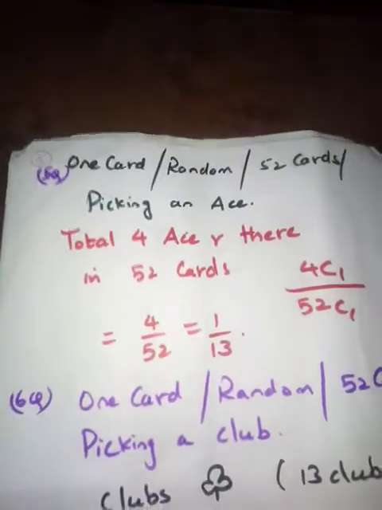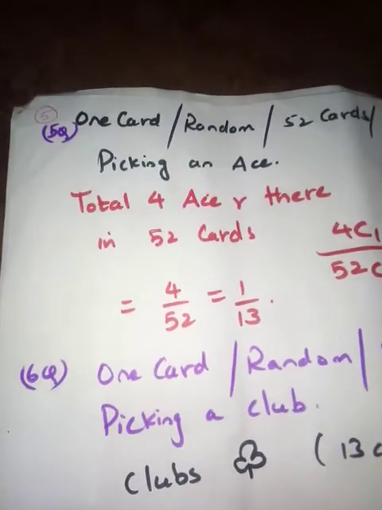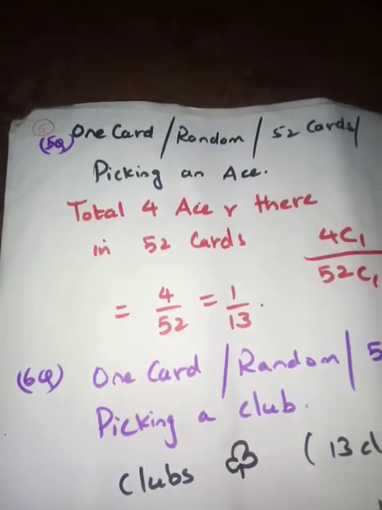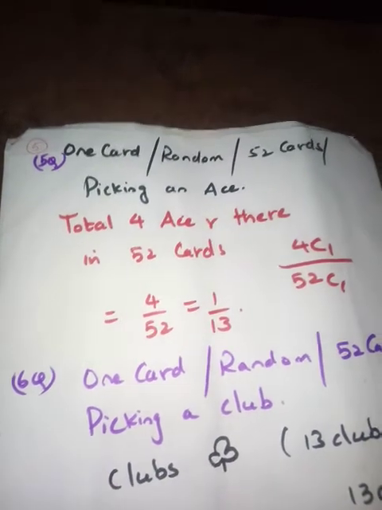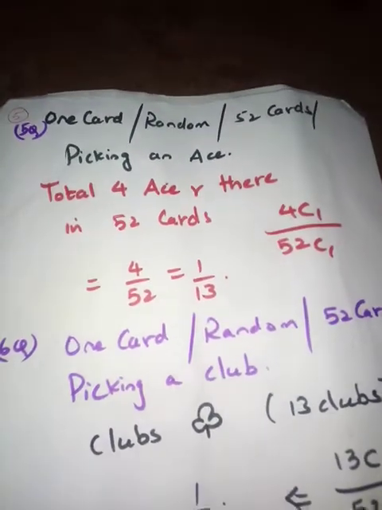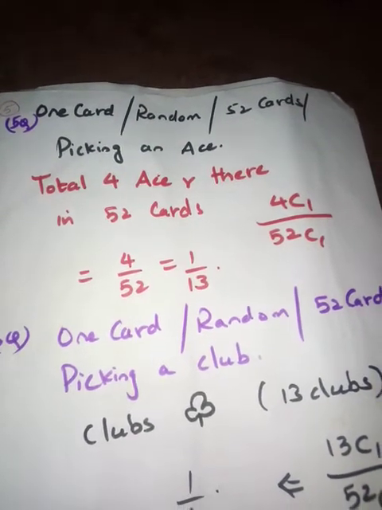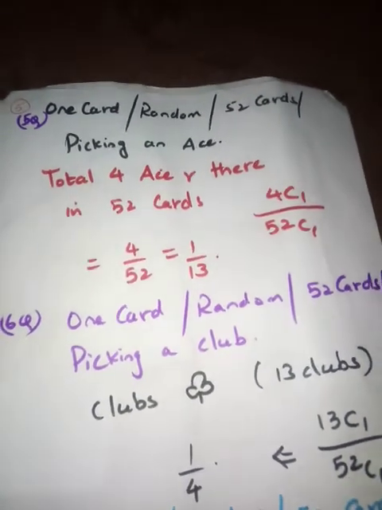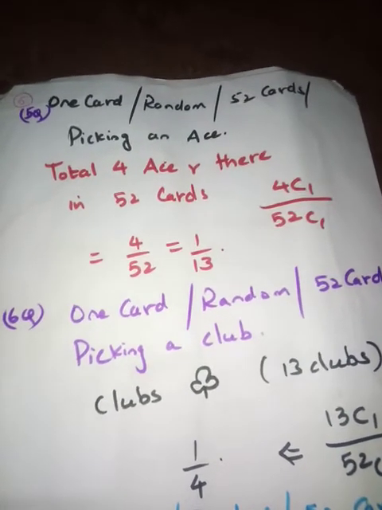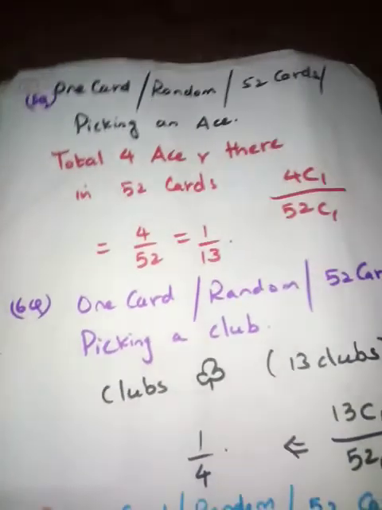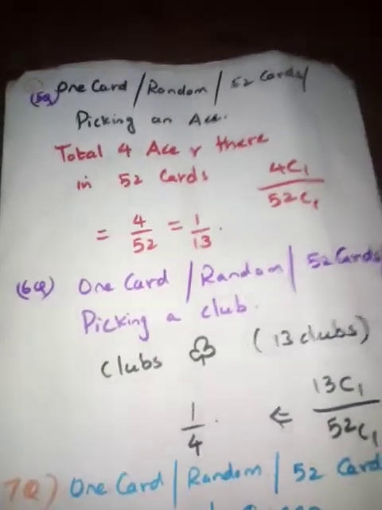Let us see the question now. One card is picked up at random from a deck of 52 cards after shuffling. So after shuffling the cards up and down, down and up, one card we are removing at random from 52 cards. What is the probability of picking an ace? There are 4 aces, as we have seen just before, in 52 cards. Out of these 4 we are going to pick one. So 4C1 will be the numerator and 52C1 as usual will be the denominator. That is nothing but 4 by 52, that is 1 by 13.